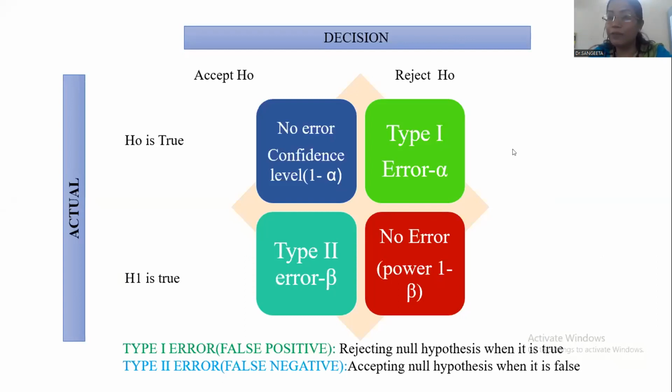Right. So we have dealt with what is type 1 error and what is type 2 error. And when the truth is no difference, you also identify no difference. Truth. Very good.